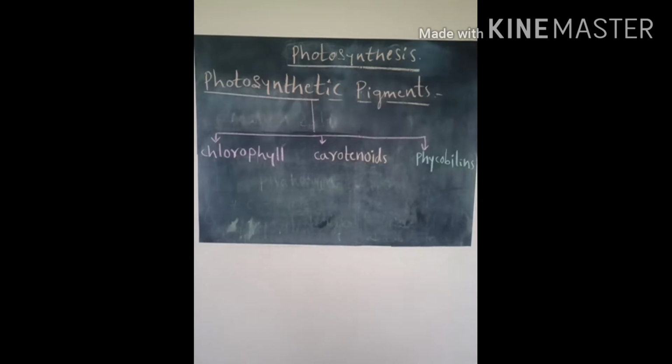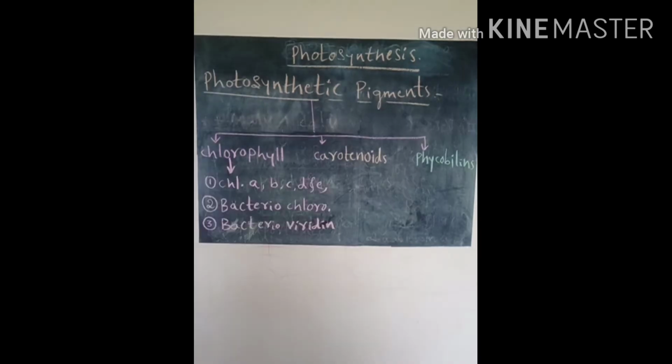Photosynthetic pigments are of three types. The first one is chlorophyll, the second is carotenoids, and the third is phycobilins. Chlorophyll is the major pigment present in thylakoids. Chlorophyll pigments are of different types: chlorophyll A, chlorophyll B, chlorophyll C, D and E, bacteriochlorophyll, and bacterioviridin. These are the different types of chlorophylls involved in the photosynthesis process.